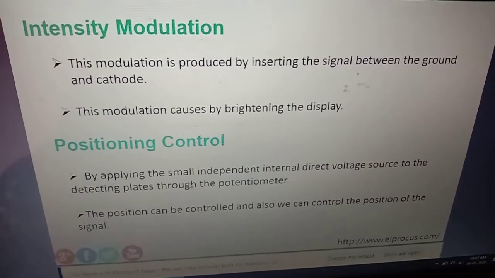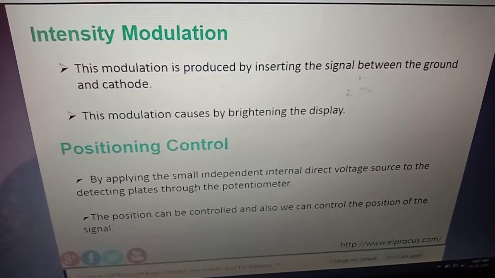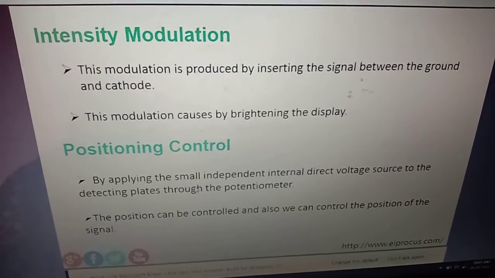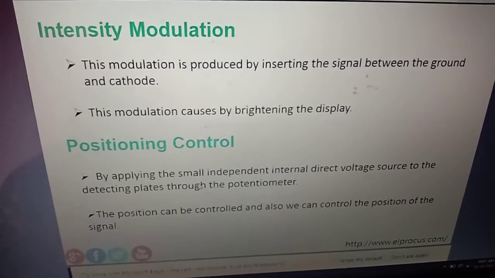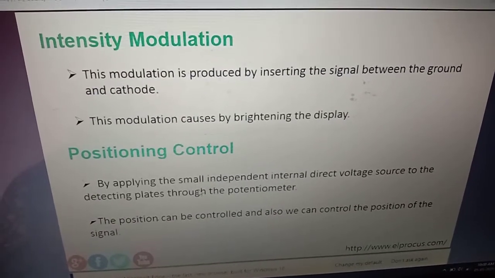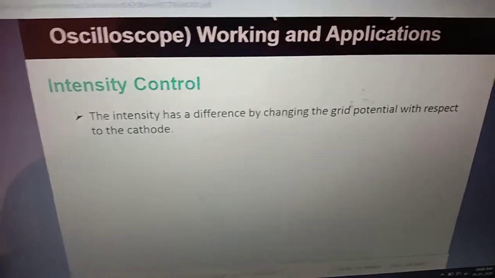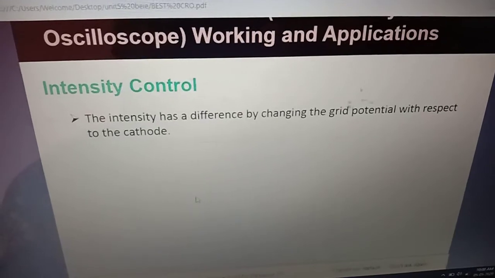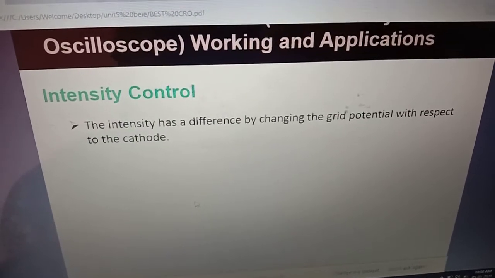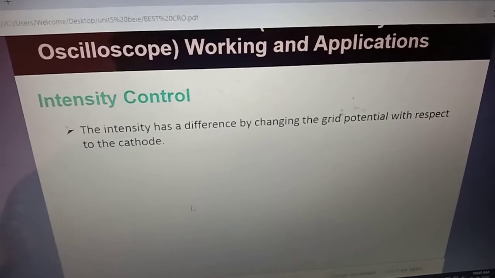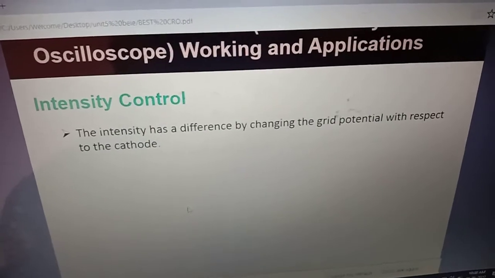By applying a small independent internal or direct voltage, we are changing the position control. So the position can be controlled by controlling the position of the signal. What is intensity control? The intensity is varied by changing the grid potential with respect to the cathode.